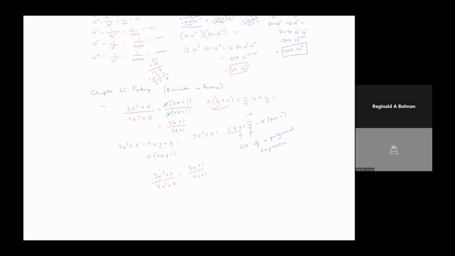What we're going to do in this chapter, we will get back to these applications using what are known as rational expressions.